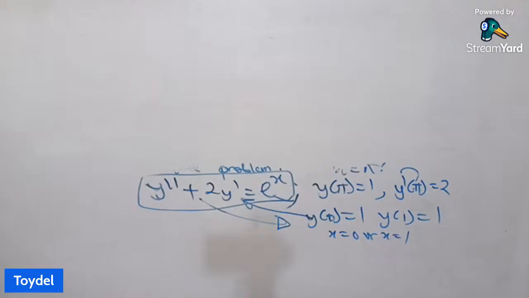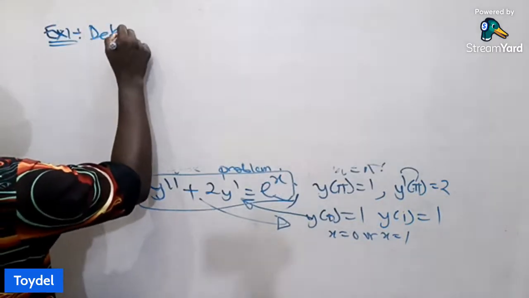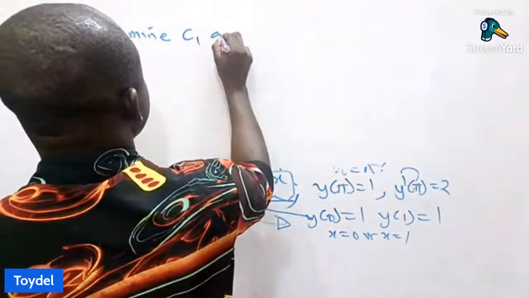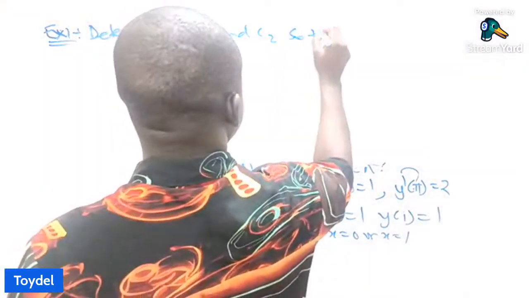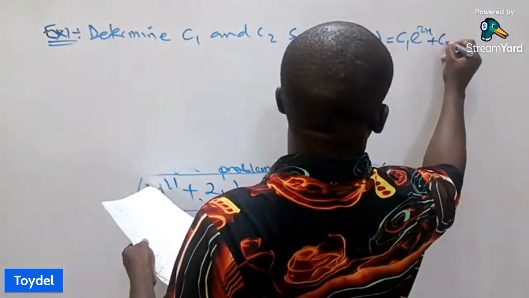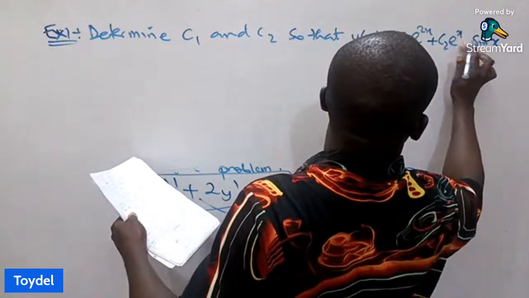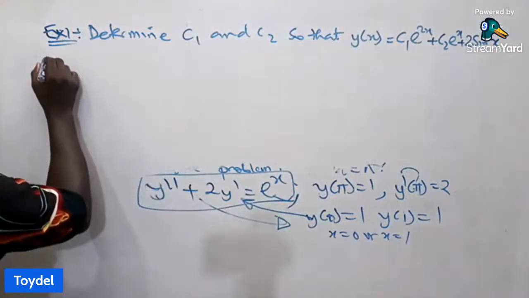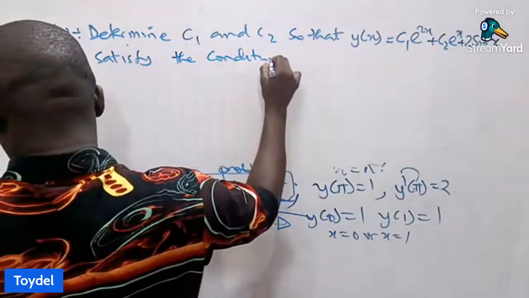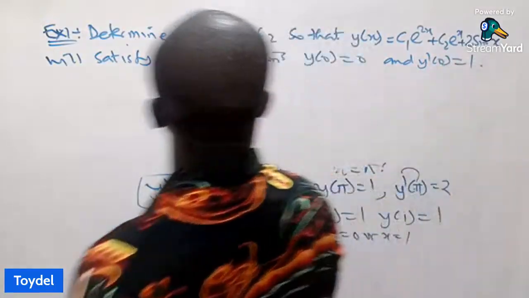Okay, example. Let's take one example of this. The question says determine C1 and C2 so that y of x is equal to C1 e^2x plus C2 e^x plus 2 sine x will satisfy the conditions y of 0 is equal to 0 and y prime of 0 is equal to 1. So let's look at this problem.